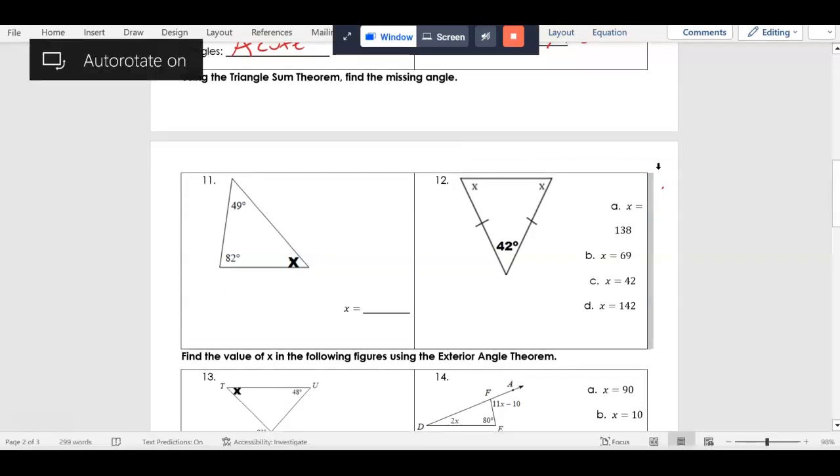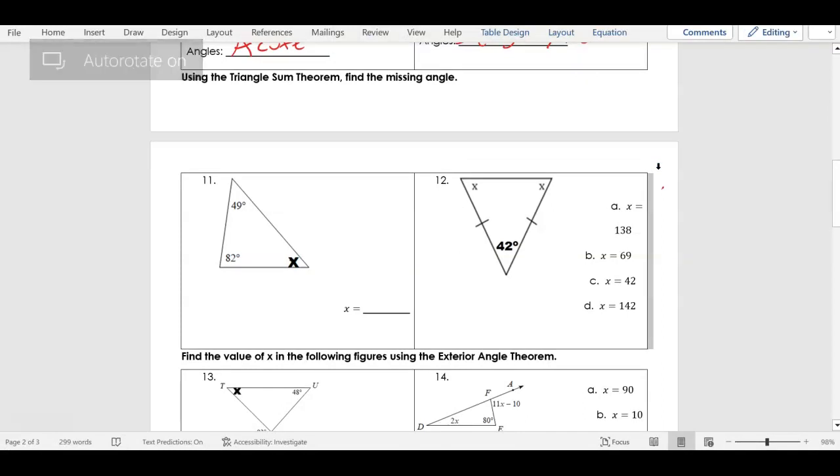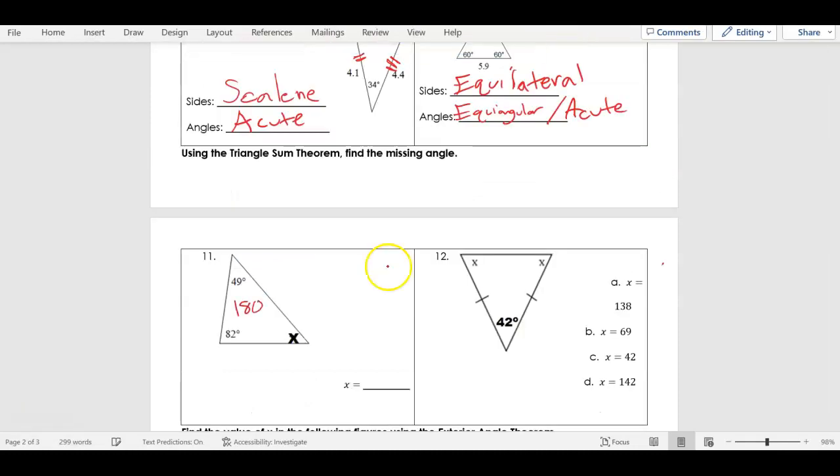On number 11, we have 3 angles inside of a triangle. Now, inside of a triangle always adds up to 180 degrees. So take the 2 you know, add them up. And then you take that away from 180 degrees, which is the triangle angle sum, and you should get 49 degrees. Cool.